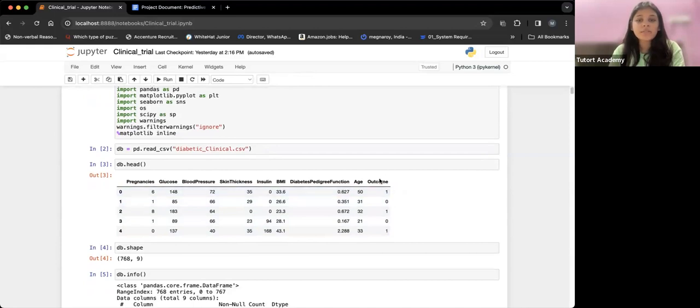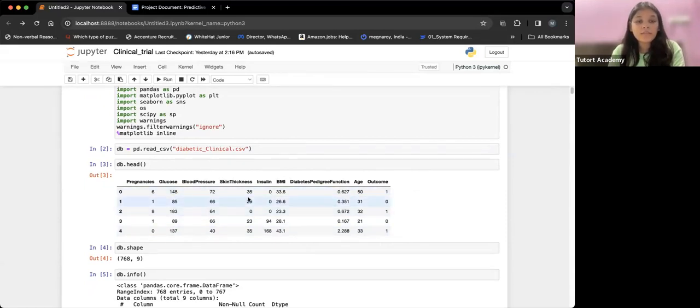You have different columns, but your outcome column becomes your target variable, where 1 means that person has type 1 diabetes, and 0 means that person doesn't have type 1 diabetes. You have your age, your diabetes pedigree function, BMI, insulin, skin thickness, blood pressure, glucose, etc.